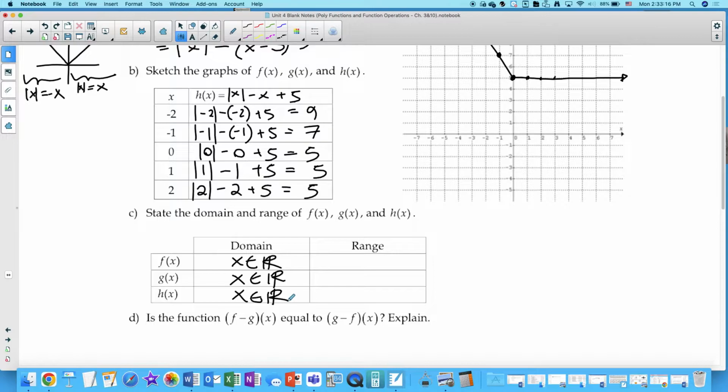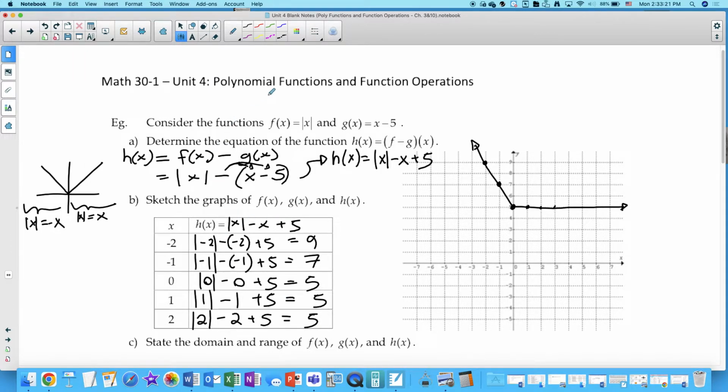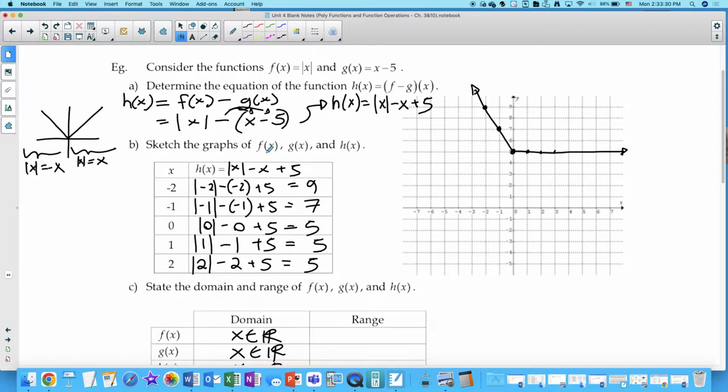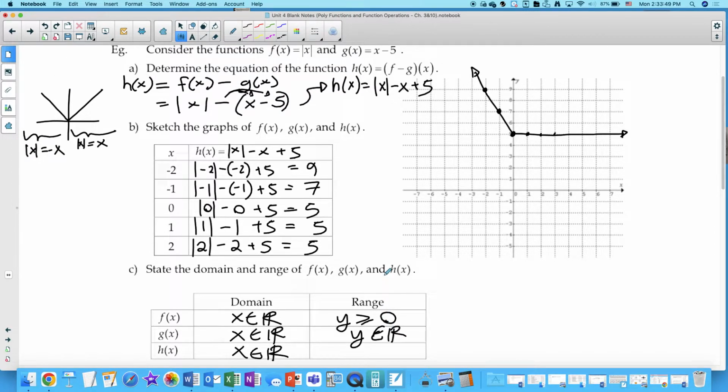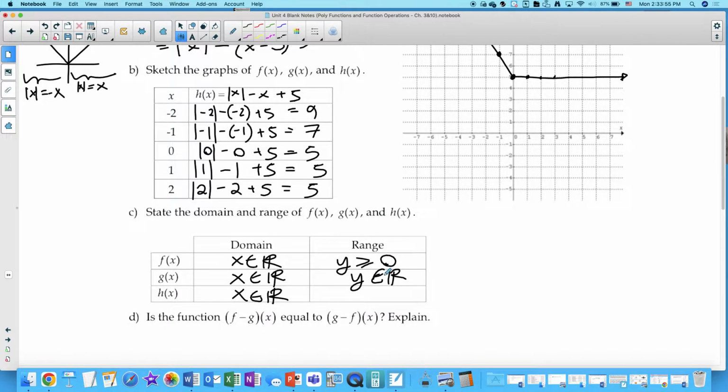Okay, so if we look at the range of f of x, what's the range of y equals the absolute value of x? Yeah, greater than or equal to 0, exactly. What about g of x? g of x was x minus 5. Yeah, it's linear. y is an element of the real numbers. And then for h of x, what's the range of that? Yeah. y must be greater than or equal to 5. That's correct. y is greater than or equal to 5.